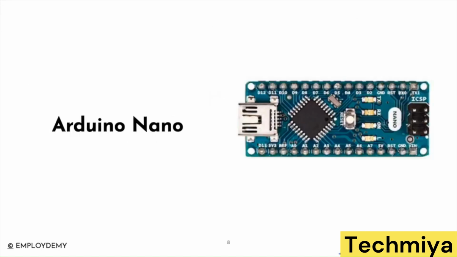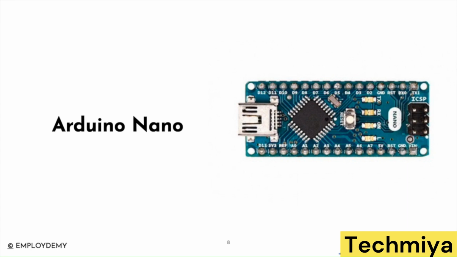Next, coming to the next board, that is Arduino Nano. What is this Arduino Nano? It is a small, mini size board. I can say it is just half of the Arduino Uno. Now why do we need a board half the size? Because there are some cases where you need a smaller board that can fit your prototype, or you don't need a larger board.